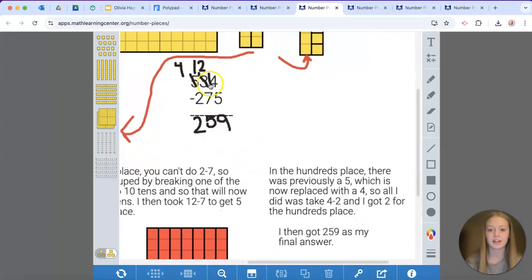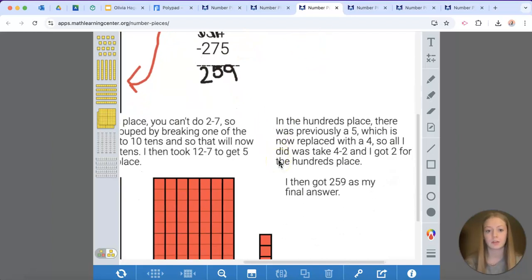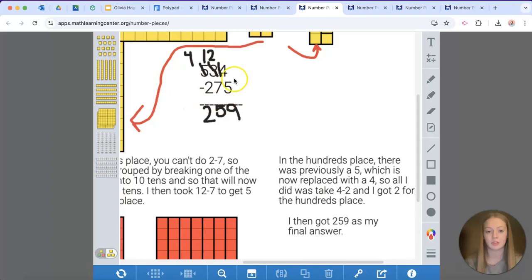And then in the hundreds place, there was previously a 5, but that became a 4 with the regrouping. So all I had to do is take 4 minus 2, and I got 2 in the hundreds place. So then I'm left with 259 as my final answer, and I double checked it again by lining it up, like actually doing the math on paper, and I also got 259.